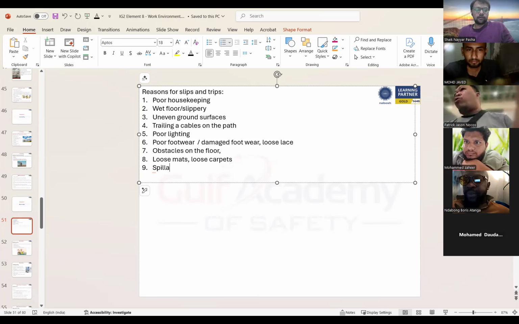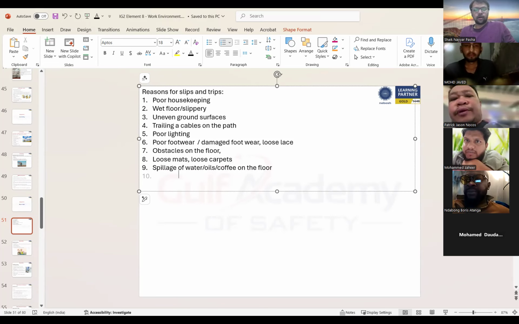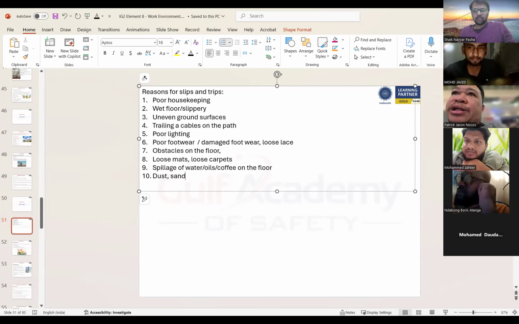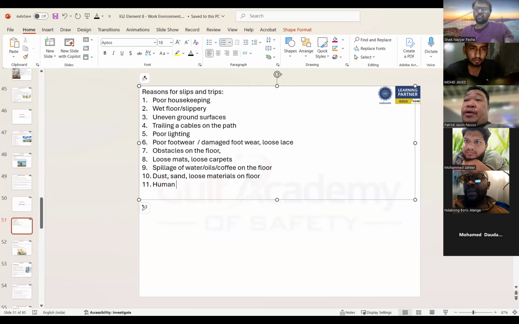Spillage of water or oils or coffee or tea, anything on the floor. That is one thing. Icy floor or snowfall area, dust, sand, weather conditions. Or general human error, workers not concentrating while walking.